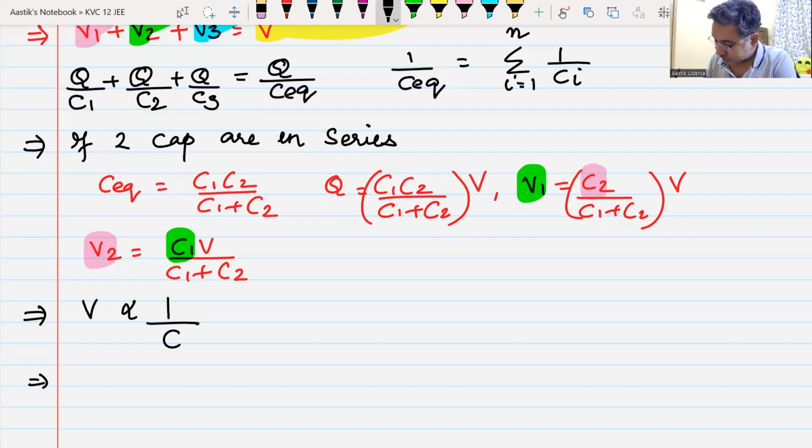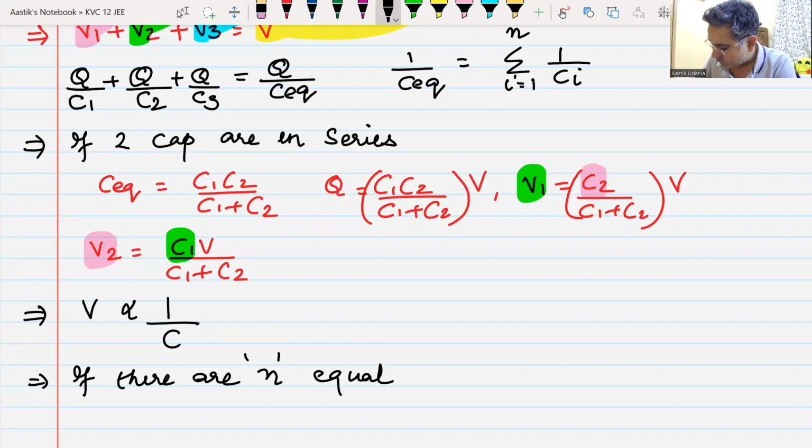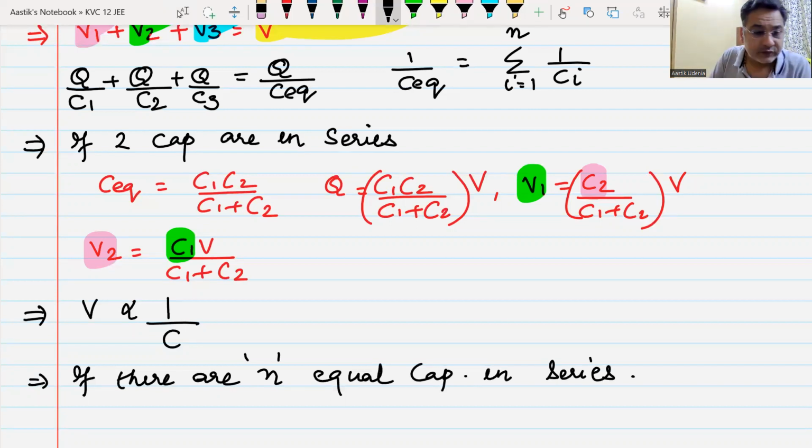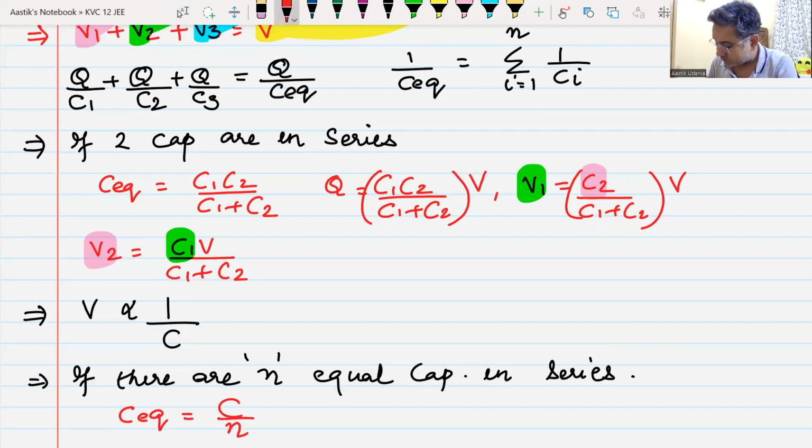Now, if there are n equal capacitors in series, then what will be the equivalent capacity? These are simple results, and if you can understand and remember them, you can solve the questions easily, simply, quickly. If there are n equal capacitors in series, then what will be the effective capacitance? C by N, sir. C by N.